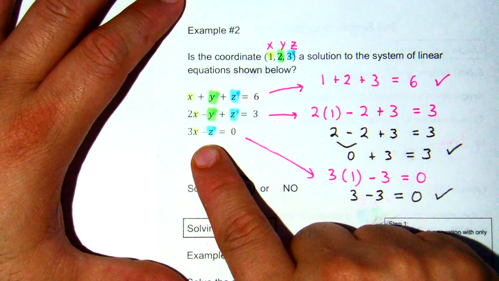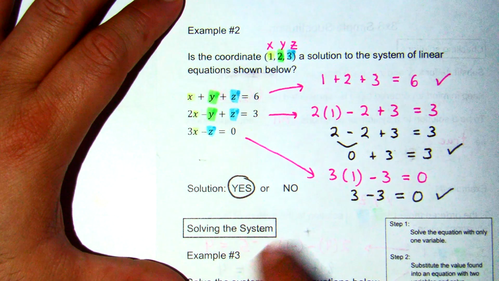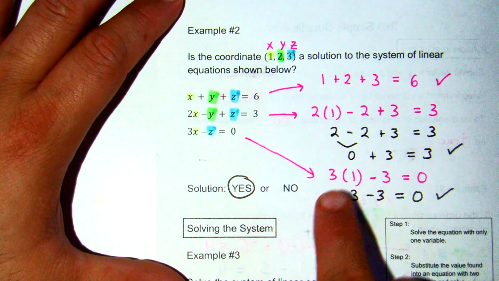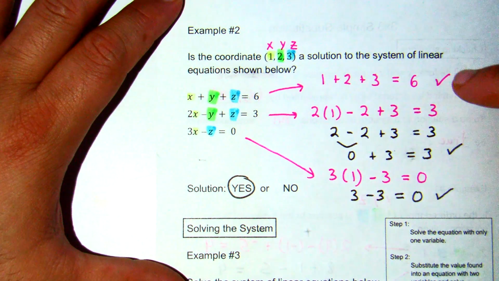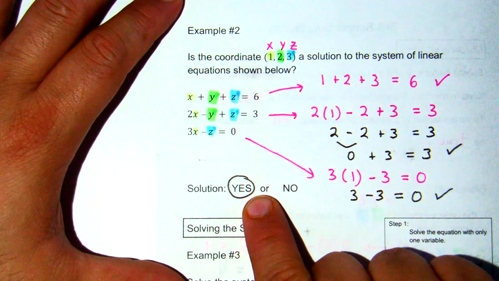For this one, notice that there's no y variable here. We have x and z, and that's okay. So we only need the 1 for the x and the 3 for the z. So 3 times 1 is 3, subtract 3 is 0. Now we can observe that all 3 equations are true. So therefore, this coordinate 1, 2, 3 is a solution to the system of equations.